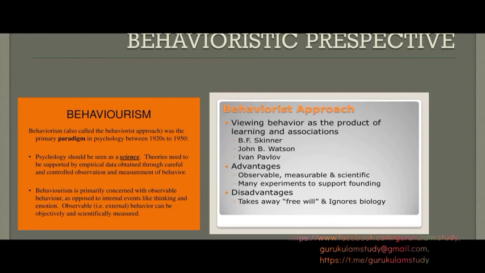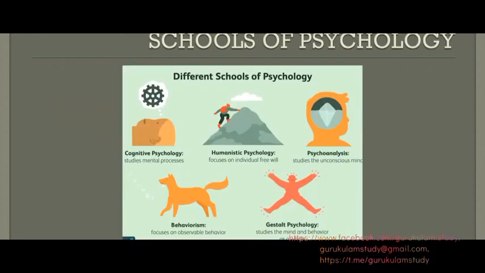Next come the schools of psychology. There are five schools of psychology. First is cognitive, that is your mental process. First of all, let's understand the word school here. It doesn't mean that psychology has different schools that you can study. No, it means that every psychologist from his behalf had introduced a new thing in psychology.